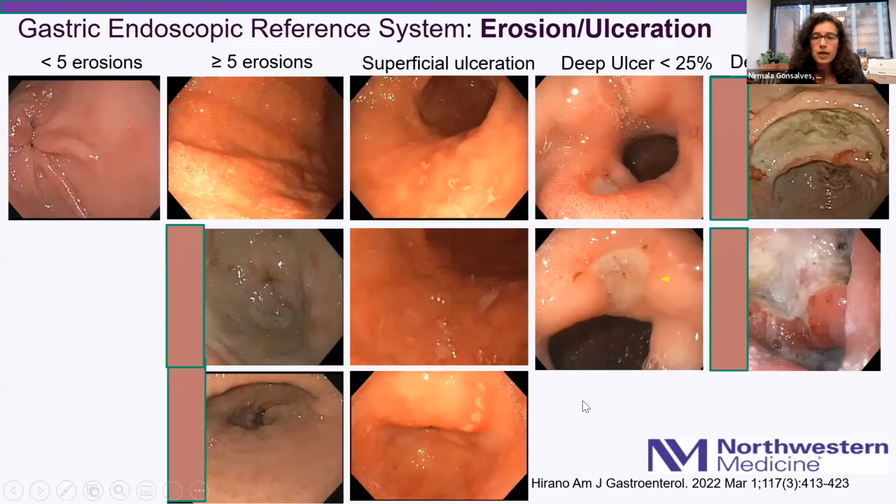And I'll walk you through what each of these look like. So in terms of the erosions and ulcerations, they can be very subtle, so less than 5 erosions here. Over 5 erosions, you start to see superficial ulcers or breaks in the mucosa. A deep ulcer, but less than 25% of that circumference, or 25% of that width of the donut, and then deep ulcer of over 25%.